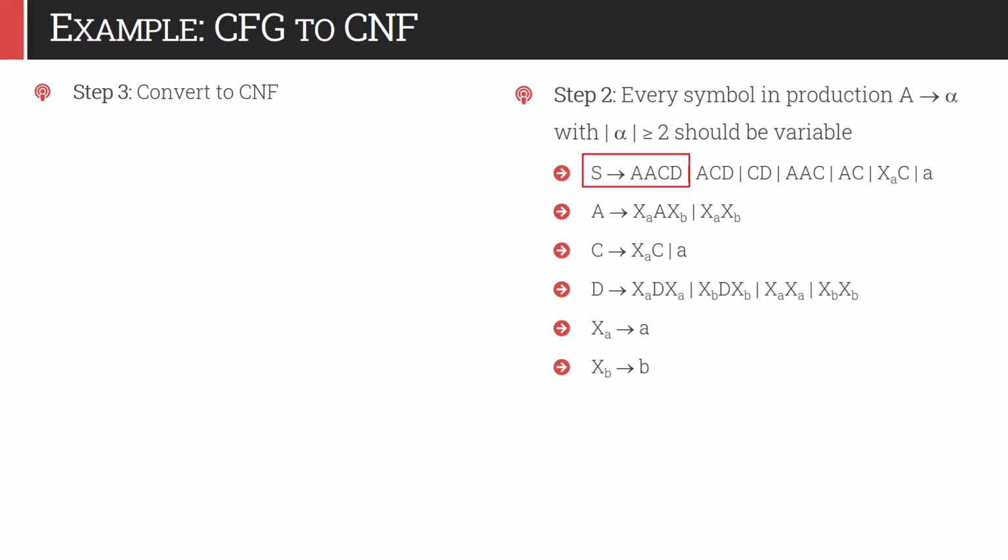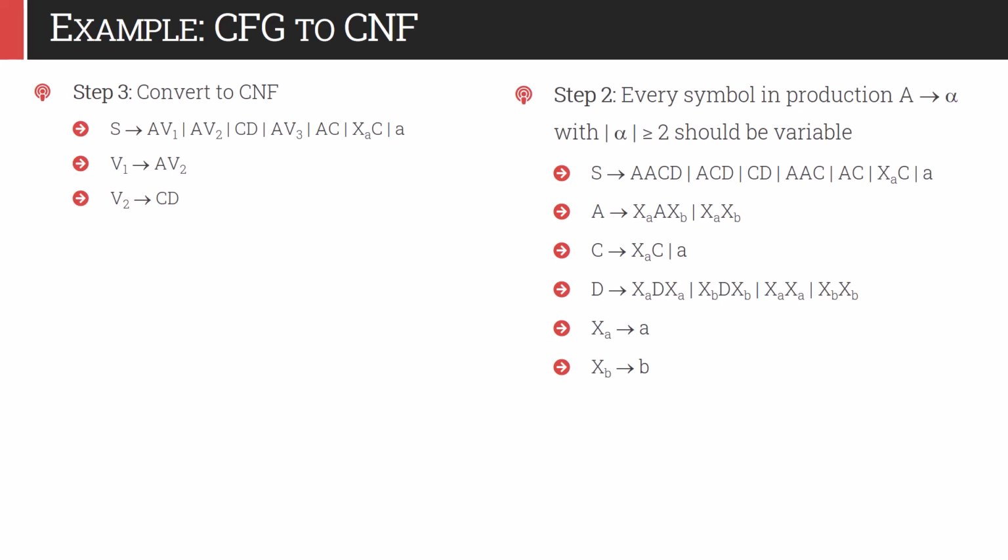We need only two. So first we'll copy S derives A, and for the remaining part ACD, we will assume one variable V1. So the first production will be of the form S derives A V1. Now V1 derives ACD, but as there are three symbols, we will copy A as it is, and for CD we will assume another variable V2, and that V2 will derive CD. So now this is in appropriate form.